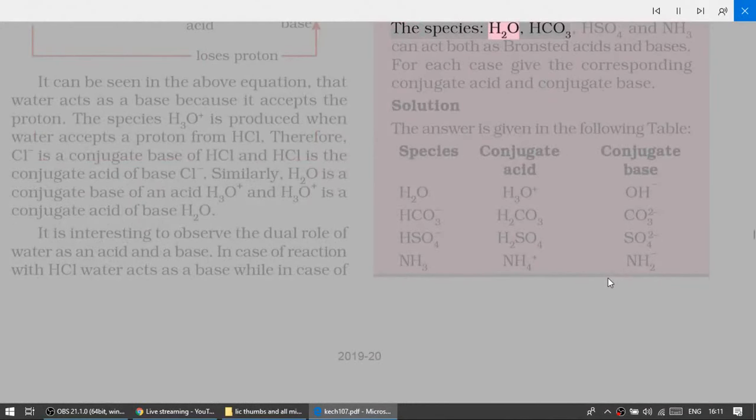Problem 7.14. The species H2O, HCO3-, HSO4- and NH3 can act both as Bronsted acids and bases. For each case give the corresponding conjugate acid and conjugate base. Solution: the answer is given in the following table. Species H2O: conjugate acid H3O+, conjugate base OH-. HCO3-: H2CO3, CO3 2-. HSO4-: H2SO4, SO4 2-. NH3: NH4+, NH2-.